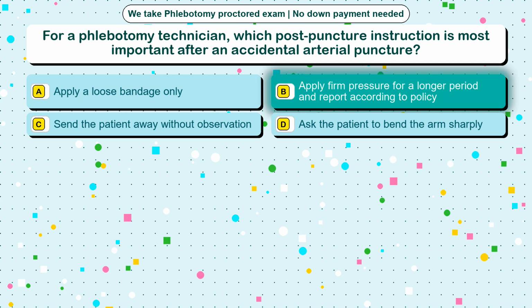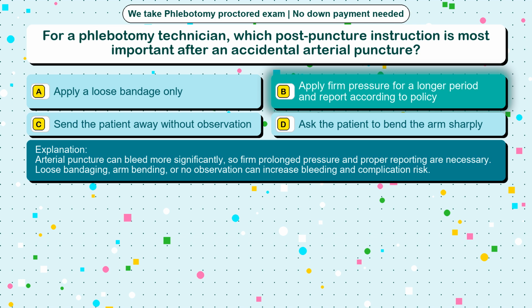The correct answer is option B, apply firm pressure for a longer period and report according to policy. Arterial puncture can bleed more significantly, so firm prolonged pressure and proper reporting are necessary. Loose bandaging, arm bending, or no observation can increase bleeding and complication risk.